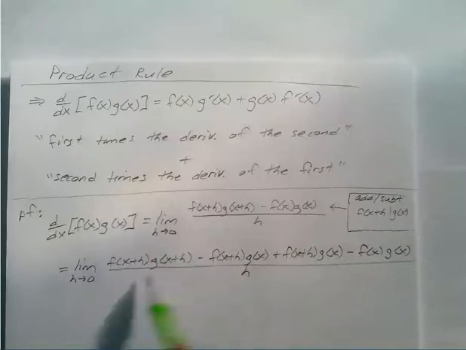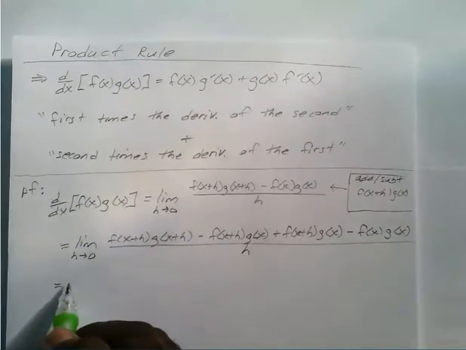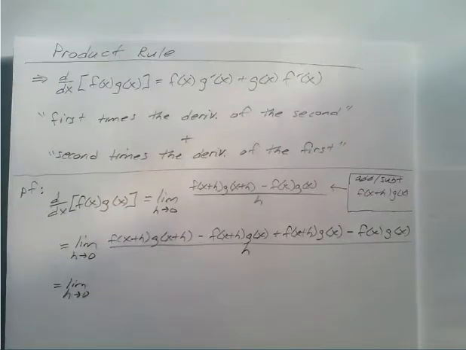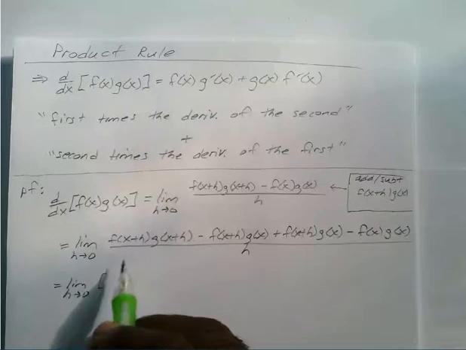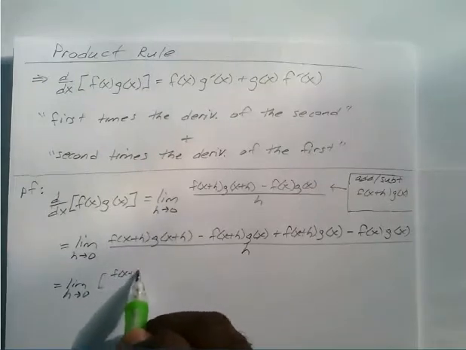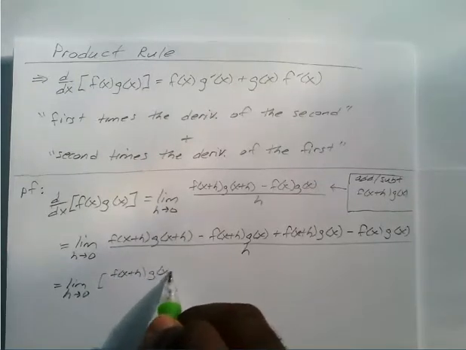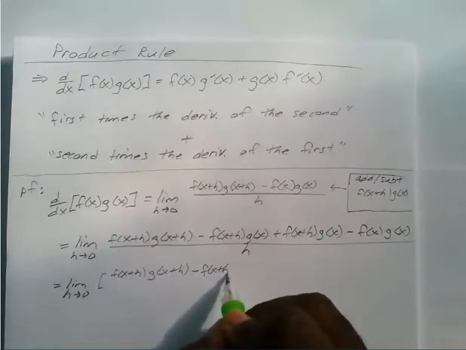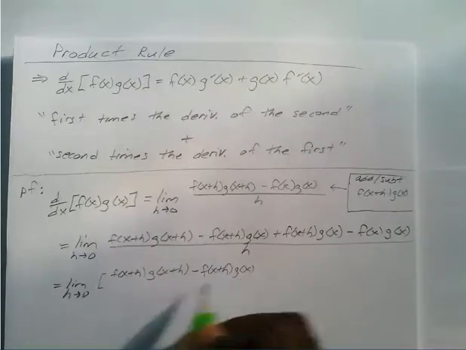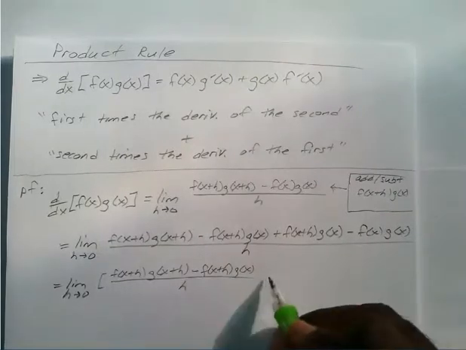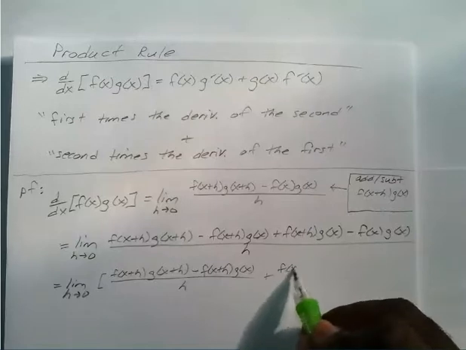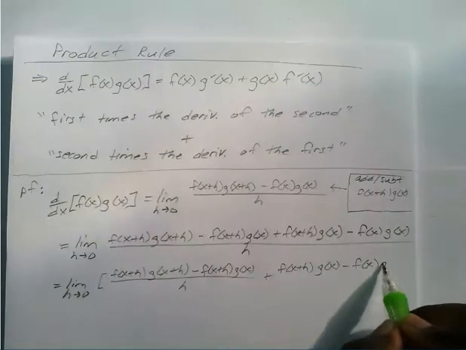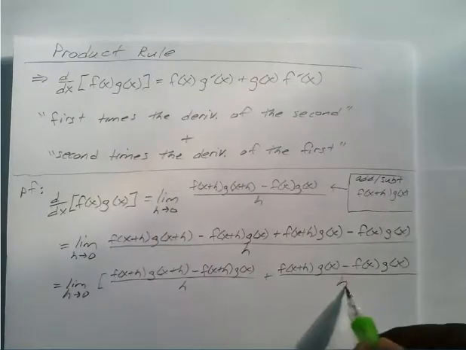Okay, so we're going to go ahead and separate these. It's going to equal the limit as h approaches 0 of f of x plus h times g of x plus h, minus f of x plus h times g of x, all over h, plus f of x plus h times g of x minus f of x times g of x, all over h.